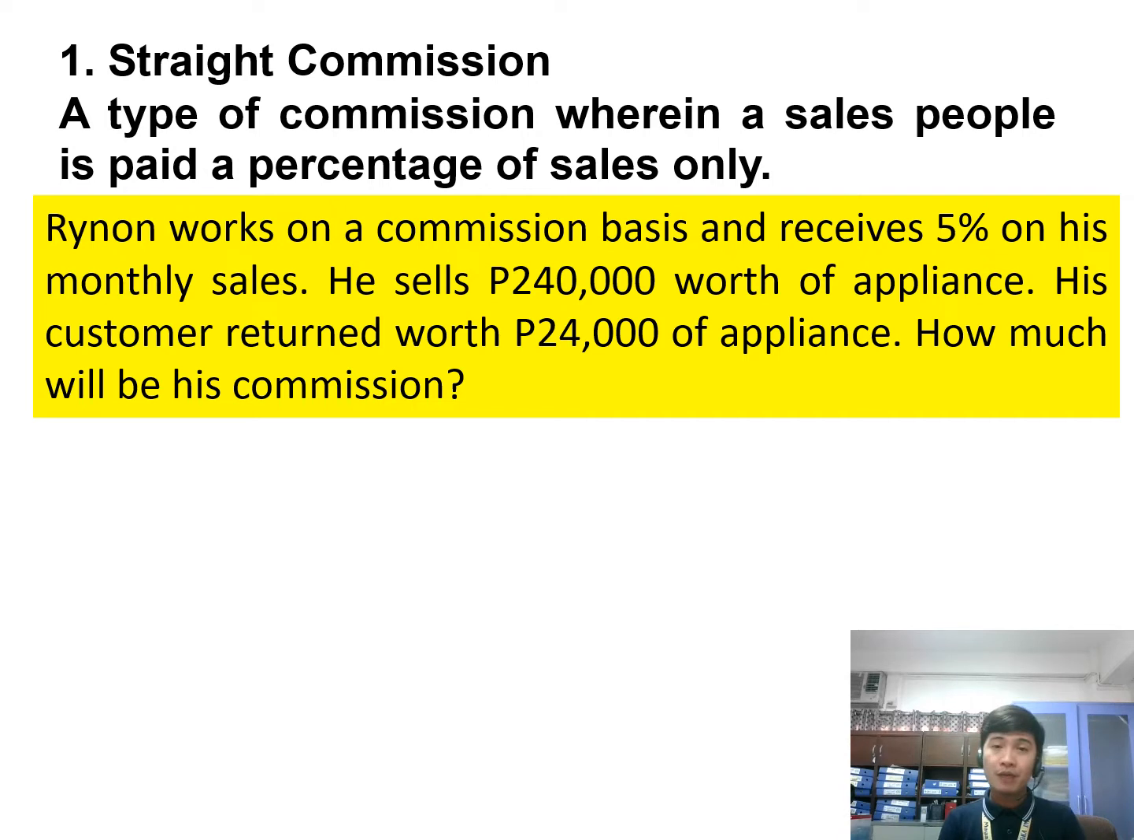Now let's go back to the problem. Sinabi po doon na si Rhinon daw ay he is actually working on a commission basis. Ibig sabihin, yung kikitain niya for a particular month nakadepende dun sa kung magkano ang mabebenta niya. And kukuha lang tayo doon ng 5%. Sa kanya na yun. Ngayon, on a particular month, nakabenta siya ng 240,000 pesos worth of appliances. Now, his customer returned 24,000 pesos worth of appliances. How much will be his commission?